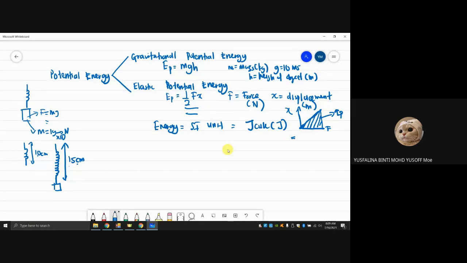The formula for the area of the triangle is 1/2 multiplied by base and height. The base here is actually F, and the height here is X. If you simplify it, you will still get half Fx, which is the same as the formula. So it's basically the same thing. If they give you a graph, then you just find the area under the graph. But if they don't give you a graph and give you values for force and X, you use the formula. But remember, X must be in meter. If not, you cannot use the unit joule.